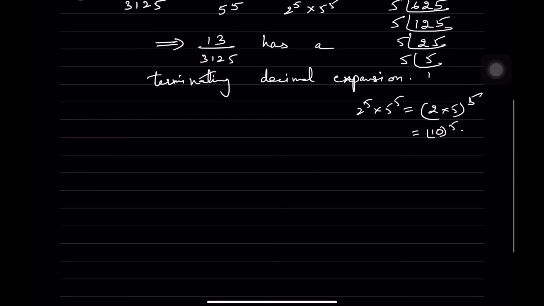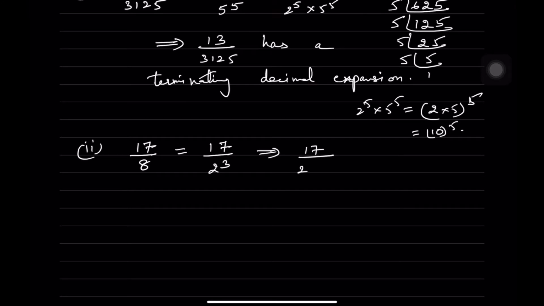Okay, second one. What's the second problem? We'll see. Second one is 17 by 8. 17 by 8 can be written as 17 by 2 cubed. You can see 2 into 2 into 2 will give you 8. So which implies that this also is a terminating decimal, because you can multiply the numerator and denominator by 5 cubed. So therefore you will get 17 into 5 cubed divided by (2 into 5) whole to the power of 3, which is a terminating decimal.